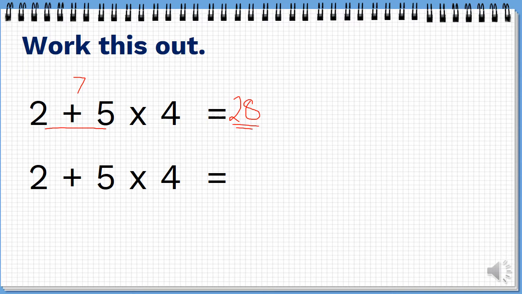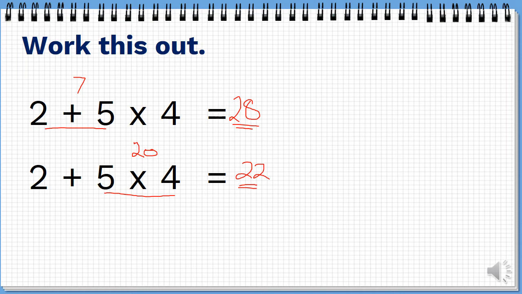The next person who came along, he decided that he didn't want to do the addition first. He liked multiplication, so he was going to do the multiplication first. So he said 5 times 4 is 20. And then we have a 2 here. So 2 plus 20 is 22. Let me check my answer. 5 times 4 is 20. 2 plus 20 is 22. I must be right.